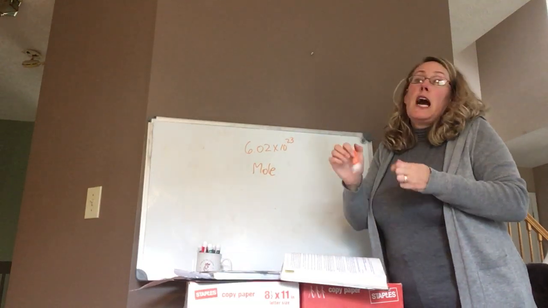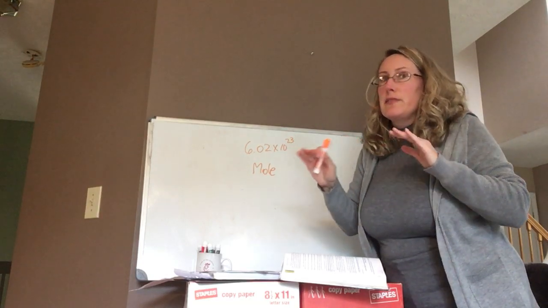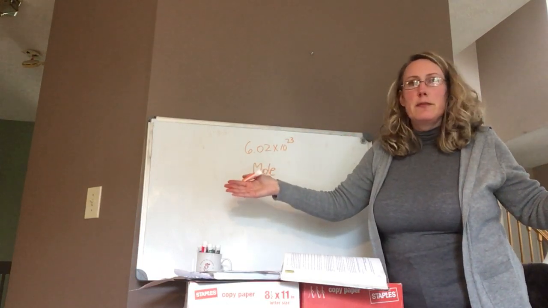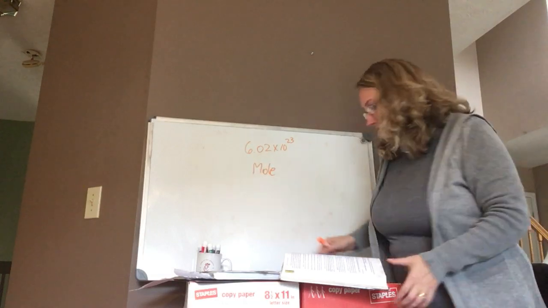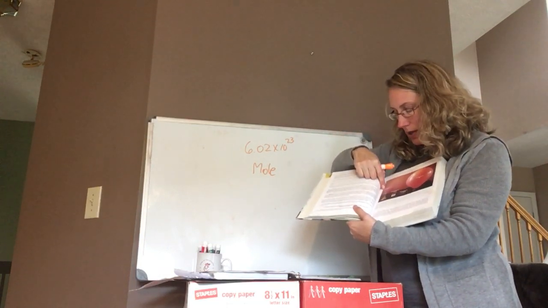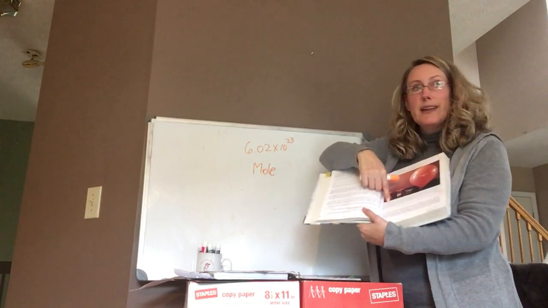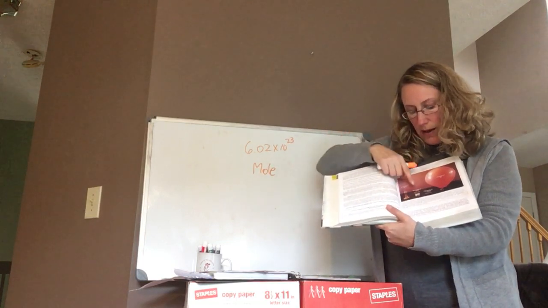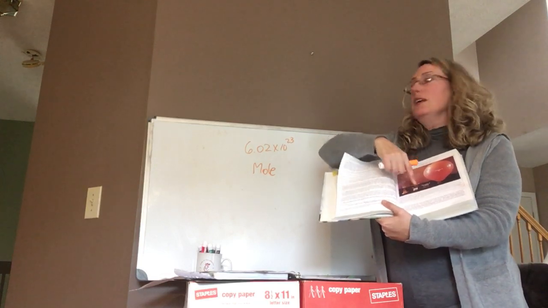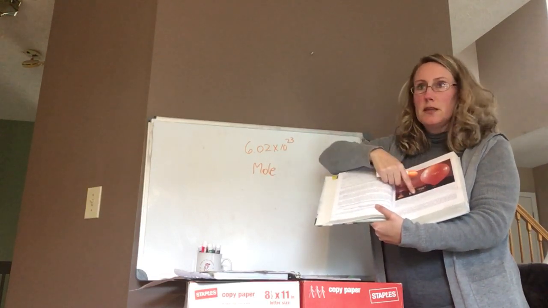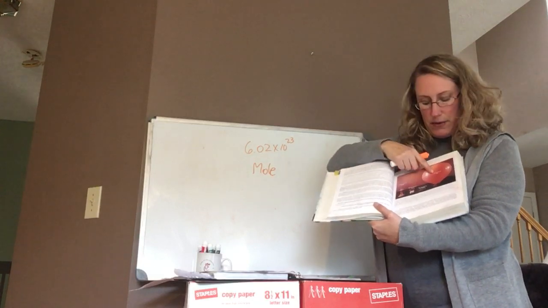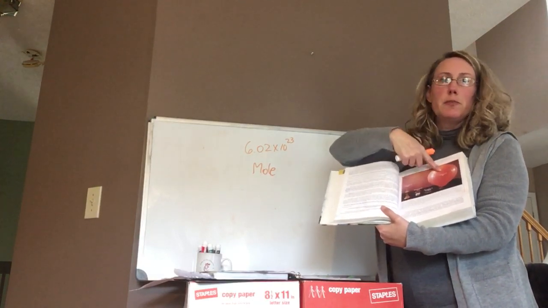So just like if I have a dozen cars or if I have a dozen donuts, that's not the same size. It's the same amount of pieces, right? If I have a pair of dogs or a pair of shoes, they're not the same size. They don't look alike. It's the same amount of pieces. So this picture is a great picture in your book, 147. When I have a mole of water, it weighs 18.0 grams, and it's this much. If I have a mole of NaCl, which is salt, sodium chloride, and I weigh it, it's 58.5 grams. That means I have 6.02 times 10 to the 23 pieces of salt, and they're in this thing, and I can measure that, okay?